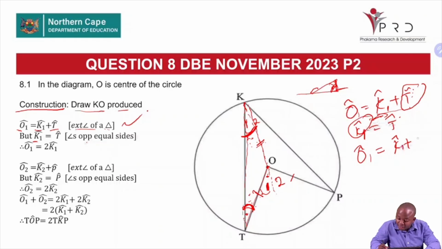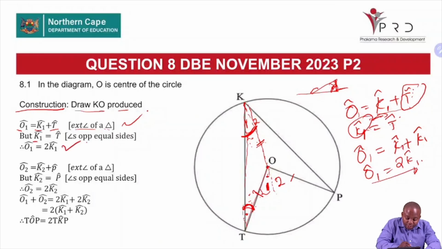Then we say K1 plus K1. Then we can say now O1 is equal to, in this case, 2 times K1. So that is what we have there. So that's where that comes from in that case, right? So that one we just said, we use an exterior angle of a triangle, we add them together. Thereafter, we know that these two angles are equal. Then we substitute in a space of T, we substitute K1. So that is the first triangle.